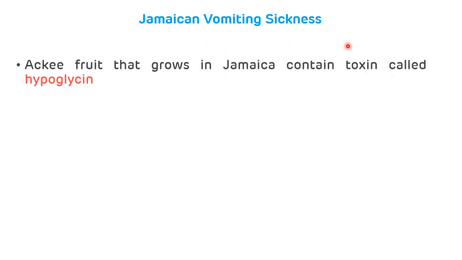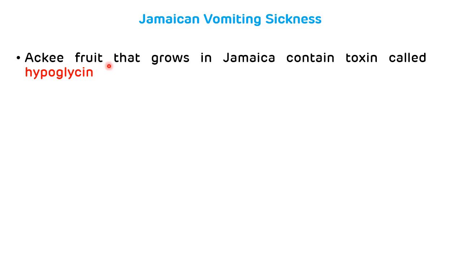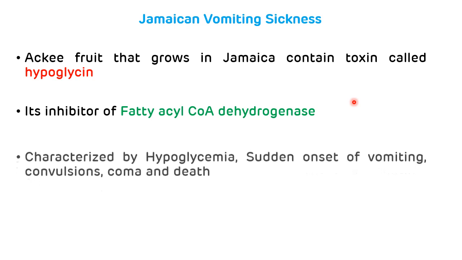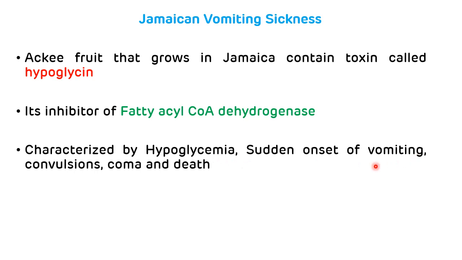Another is the Jamaican vomiting sickness. This Jamaican vomiting sickness occurs due to the consumption of ackee fruit that grows in Jamaica, which contains a toxin named hypoglycin. This hypoglycin inhibits the acyl-CoA dehydrogenase enzyme, the first enzyme required for the beta oxidation of fatty acids. So the consumption of this ackee fruit leads to hypoglycemia, sudden onset of vomiting, convulsions, coma and death. So that is regarding the Jamaican vomiting sickness.